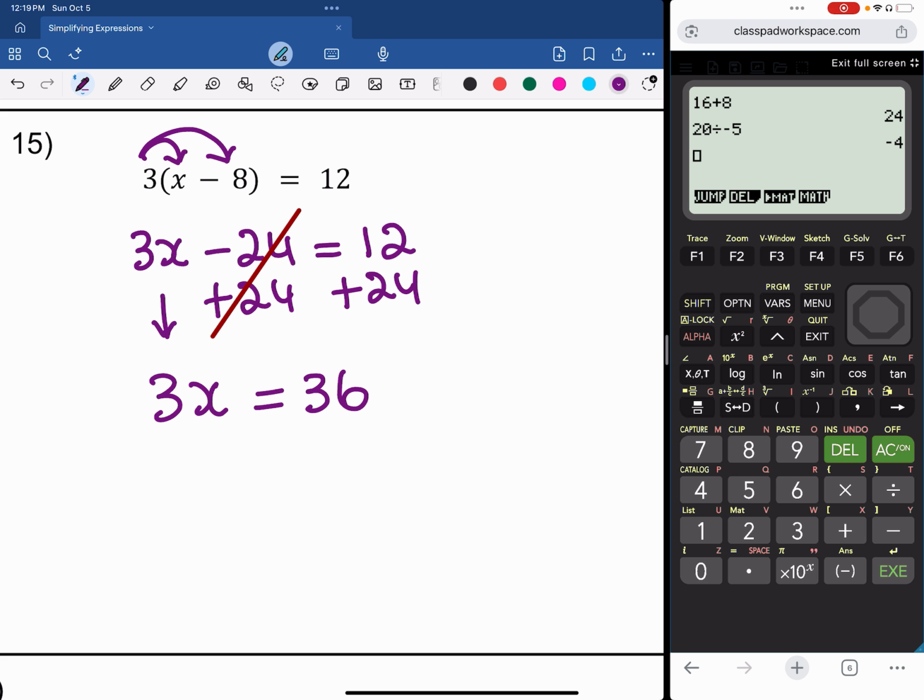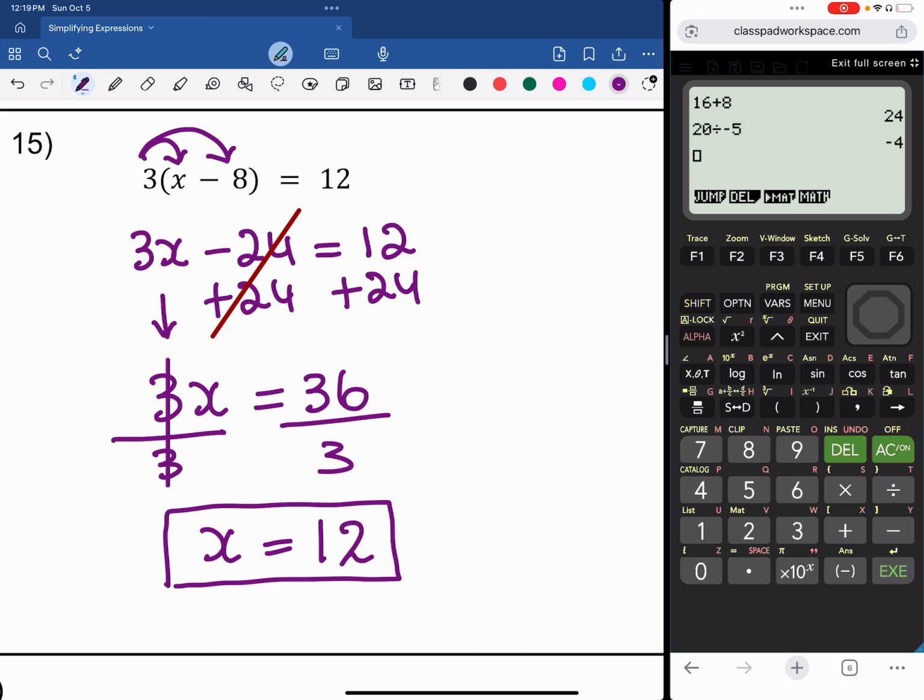So we're going to divide both sides by 3. This is going to cancel out. We're going to be left with x is equal to 12. And that's the final answer.